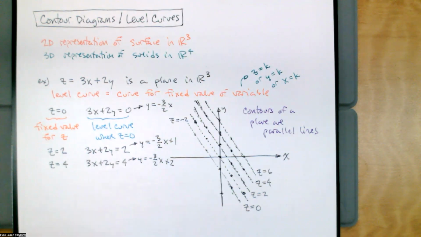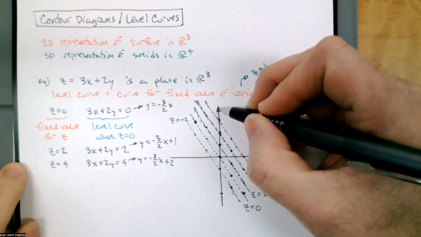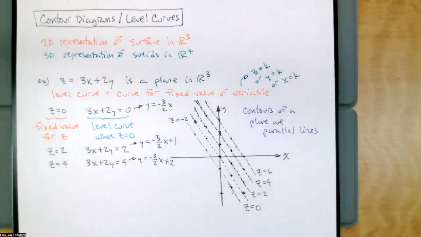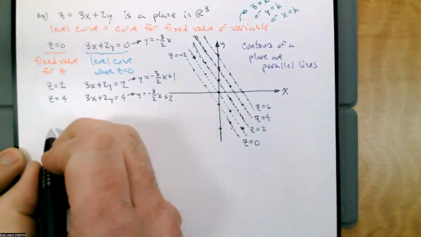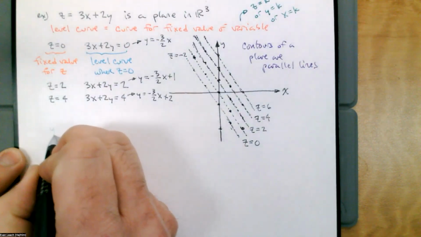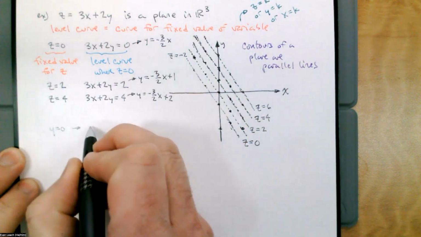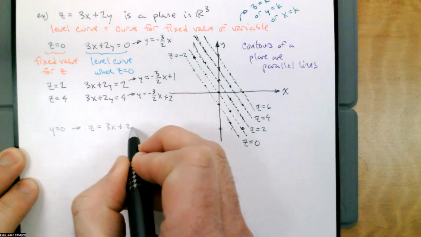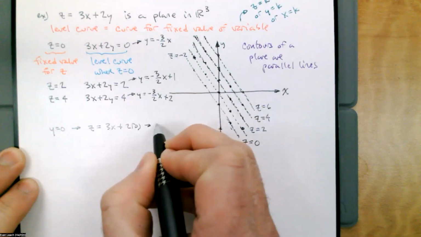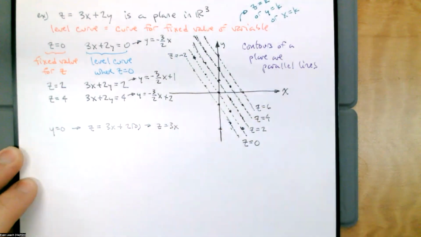Now, there's nothing that restricts us to just looking at level curves for different values of z. We can also imagine level curves not over the xy plane, but say over the xz plane. So I could say, what happens when y is equal to 0? Then z is equal to 3x plus 2 times 0. So z is equal to 3x.